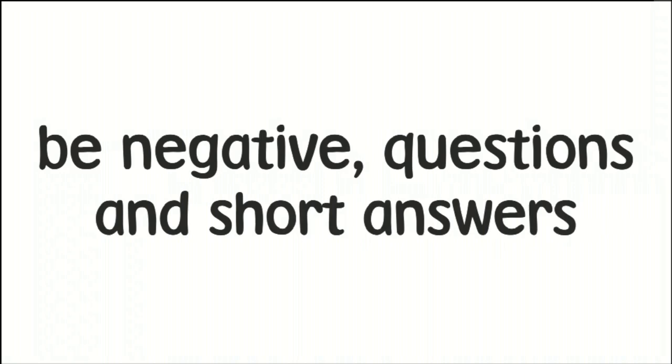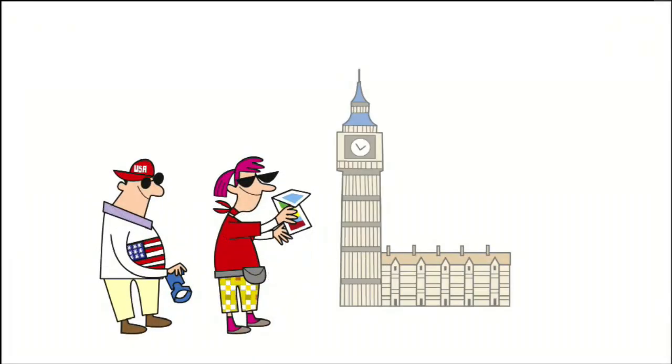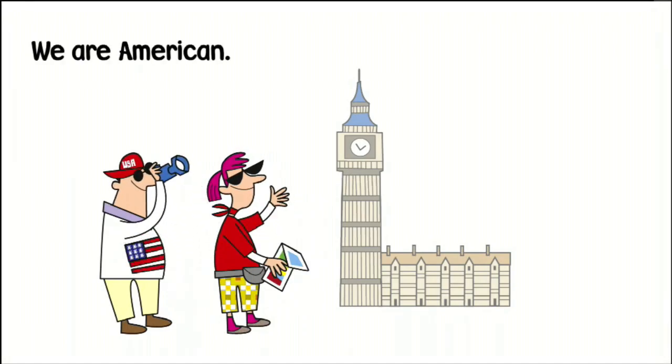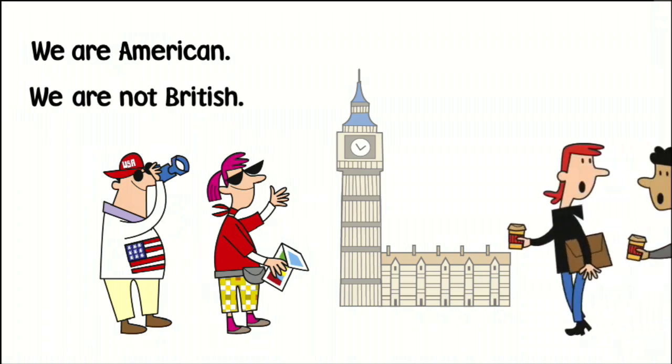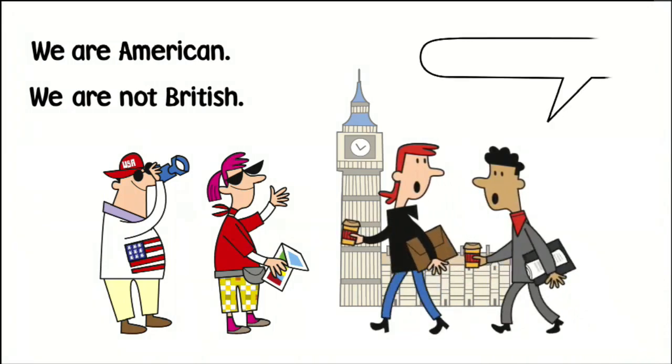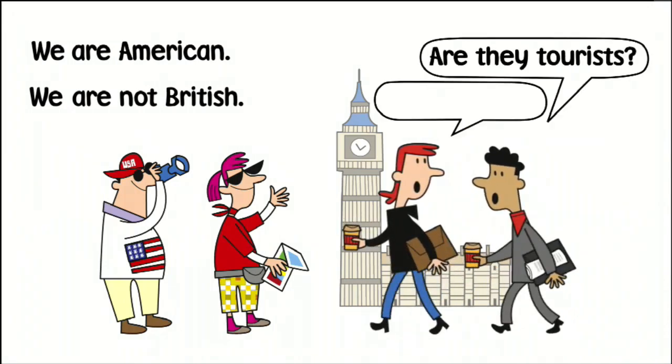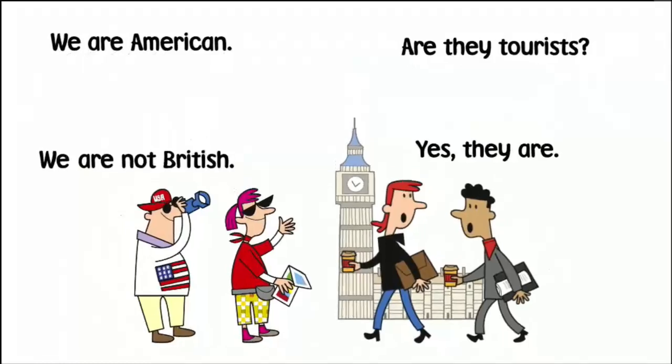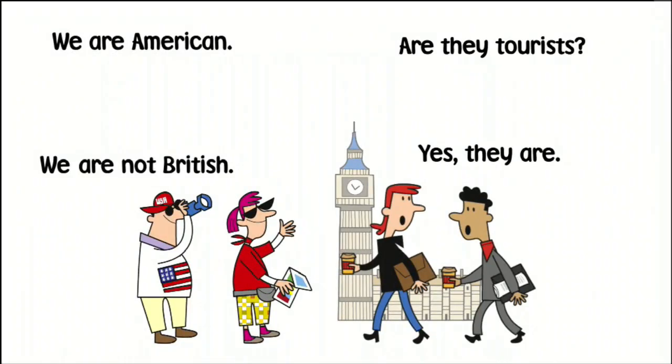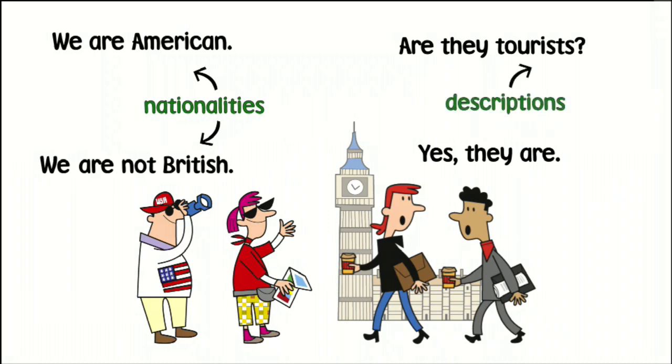Be negative. Questions and short answers. We are American. We are not British. Are they tourists? Yes, they are. We can use be to talk about nationalities and descriptions.